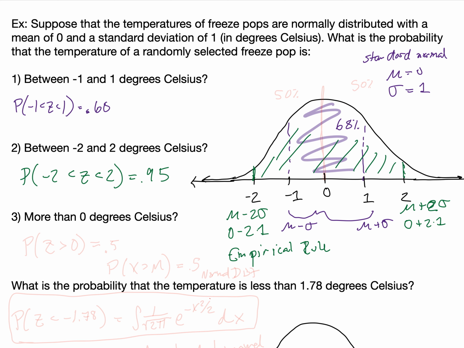What about more than 0 degrees Celsius? So this is actually not using the empirical rule, but using the fact that the normal distribution is symmetric. The normal distribution is symmetric about the mean, and because it's symmetric, that means that half of the data lies above the mean and half of the data lies below the mean. So the probability that z is greater than 0 would be equal to 0.5. And in general, for any normal distribution, the probability that x is greater than the mean is equal to 0.5.